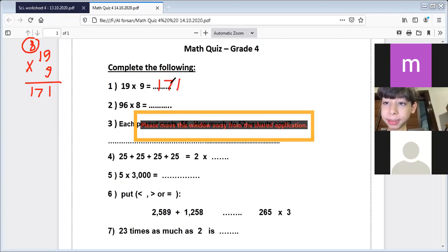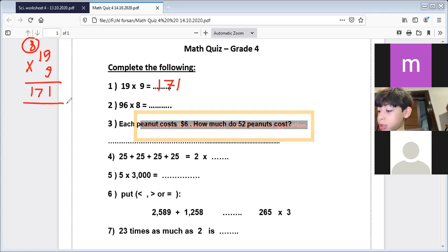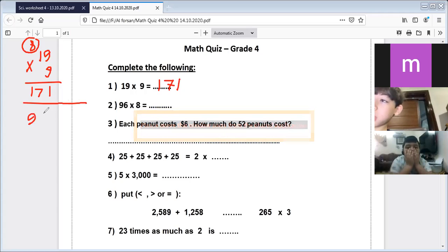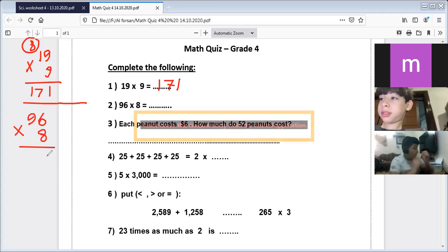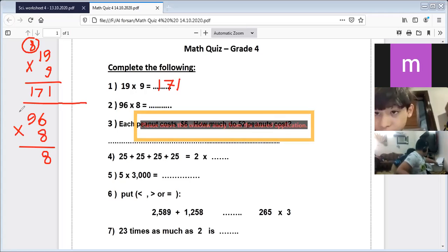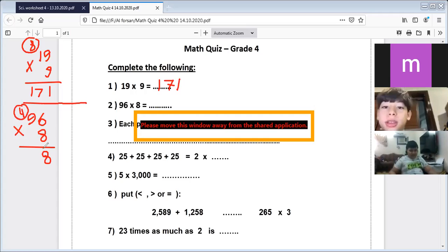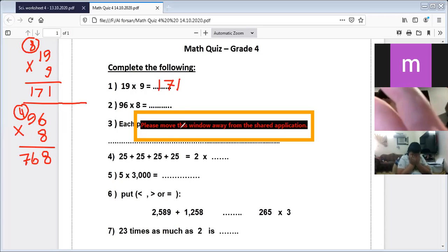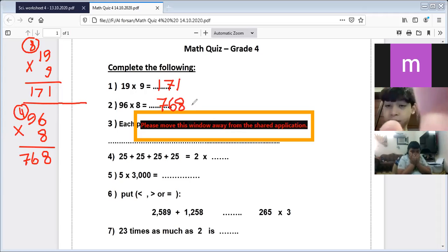The second one, 96 times 8. 8 times 6 is 48. Right, 8 and carry up 4. Then 8 times 9 is 72. 72 plus 4 is 76. So the answer is 768.